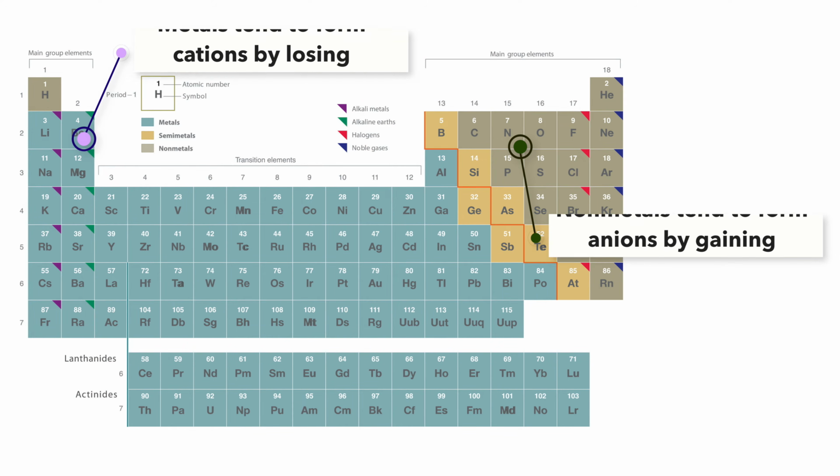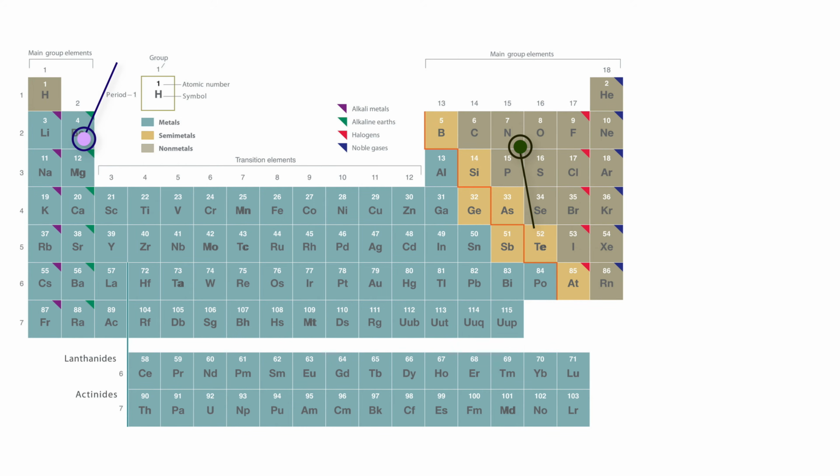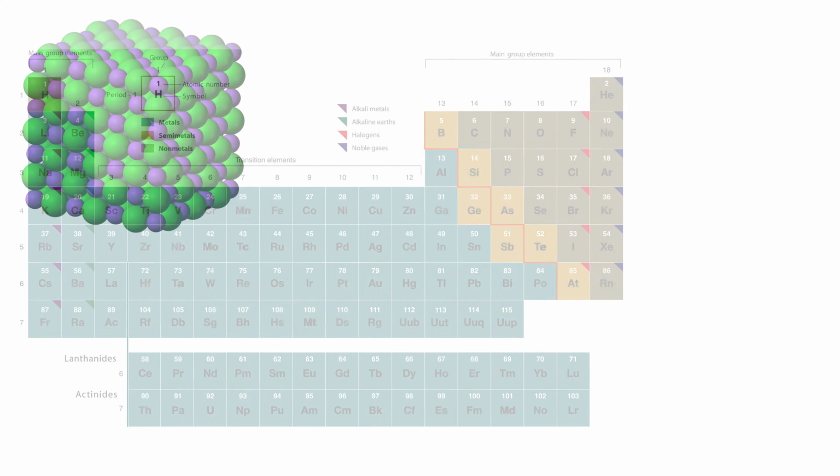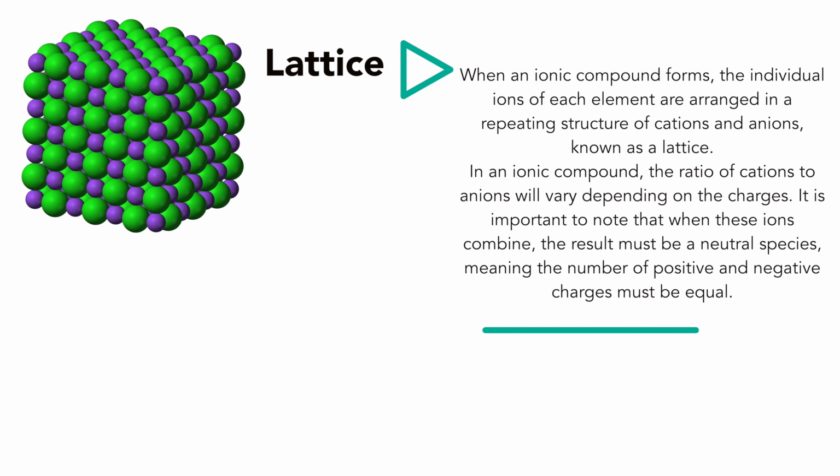In general, metals tend to lose electrons and form cations, whereas nonmetals tend to accept electrons and form anions. In this way, we can easily identify an ionic compound because they almost always consist of a metal and a nonmetal. When an ionic compound forms, the individual ions of each element are arranged in a repeating structure of cations and anions known as a lattice.